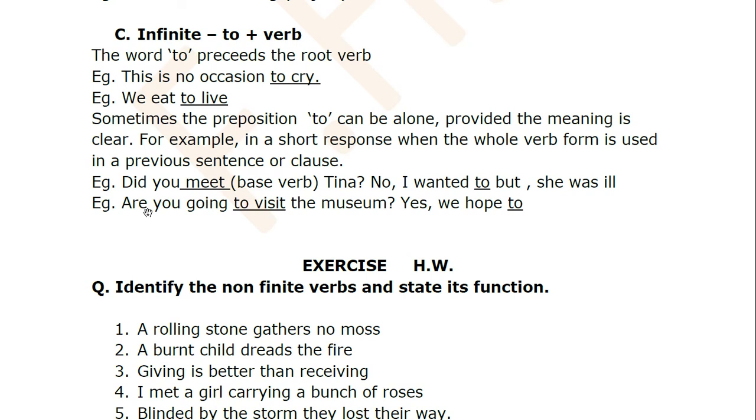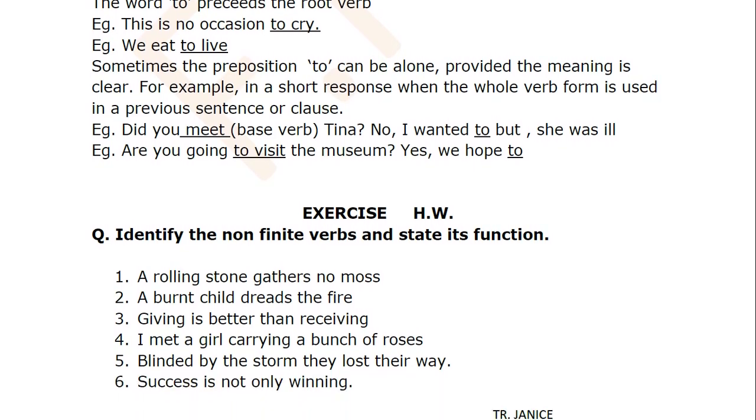See the next one, are you going to visit the museum? Here the whole verb is the infinitive verb. Yes, we hope to. They're not saying we hope to visit, just "to". But this is valid because here the whole infinitive verb is already given in the previous sentence, which is connected with this. Clear? Okay. So now let's go to your exercise.